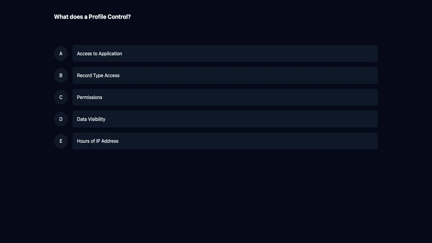What does a profile control? A. Access to application. B. Record type access. C. Permissions. D. Data visibility. E. Hours of IP address.